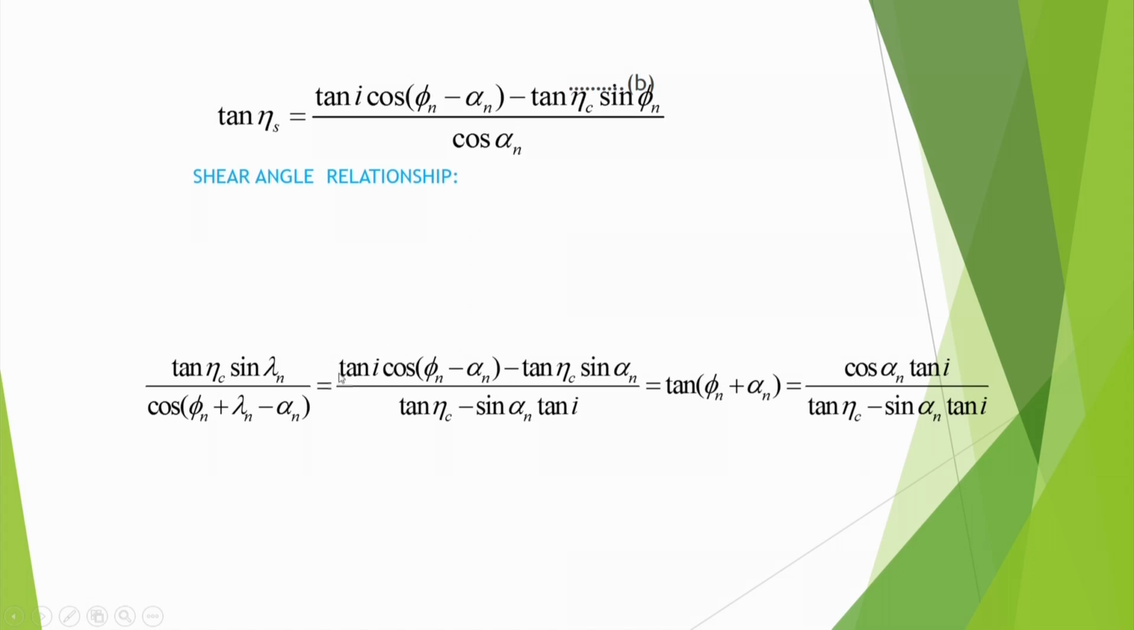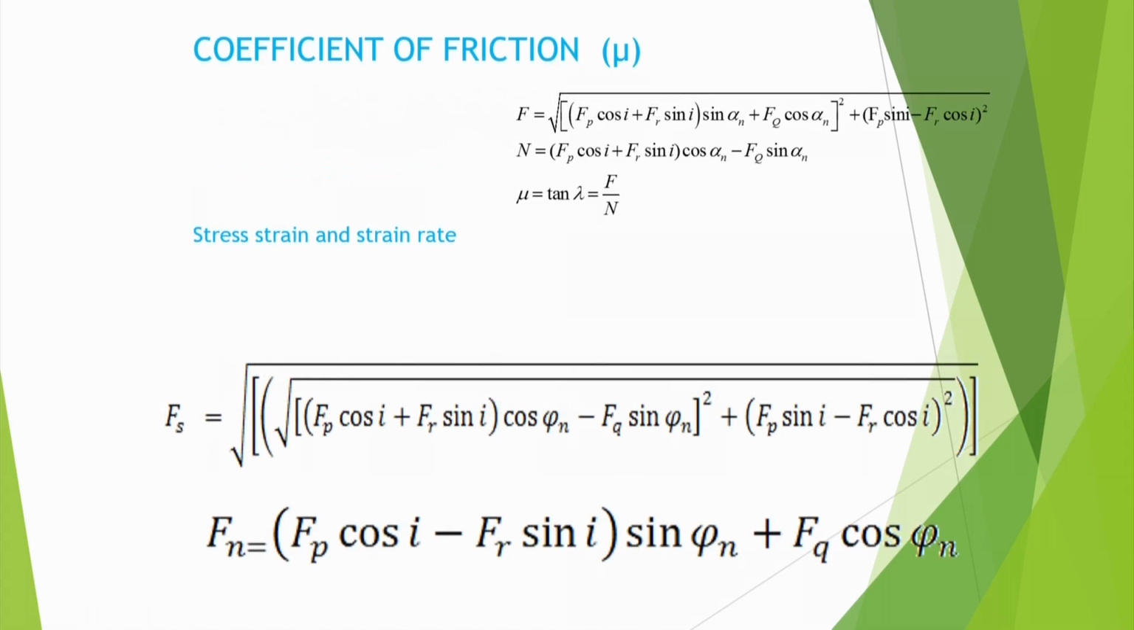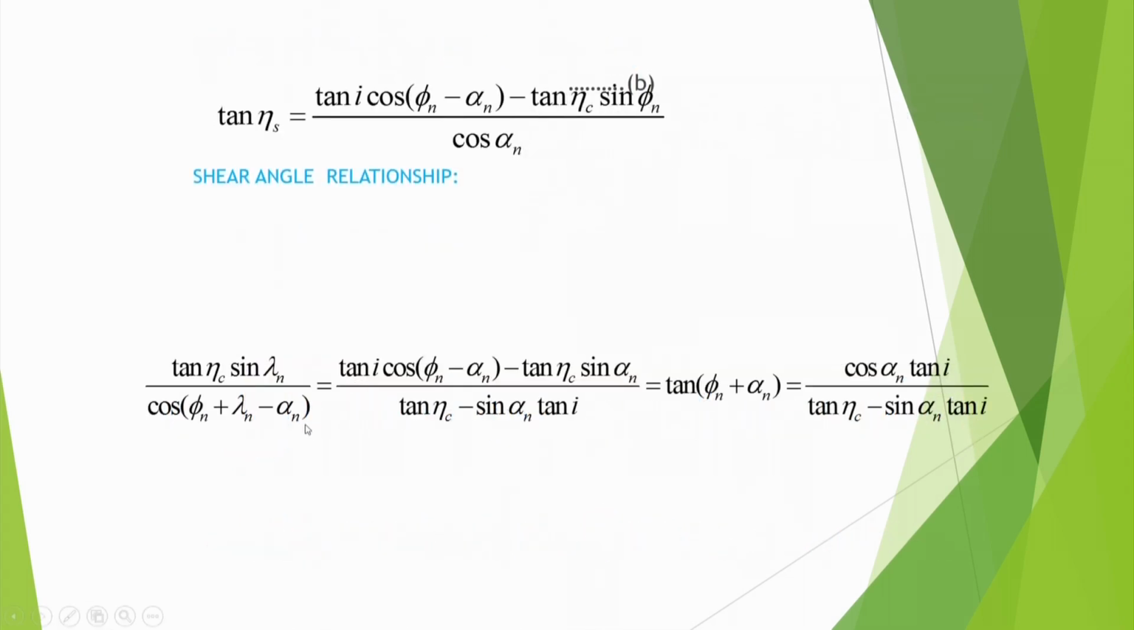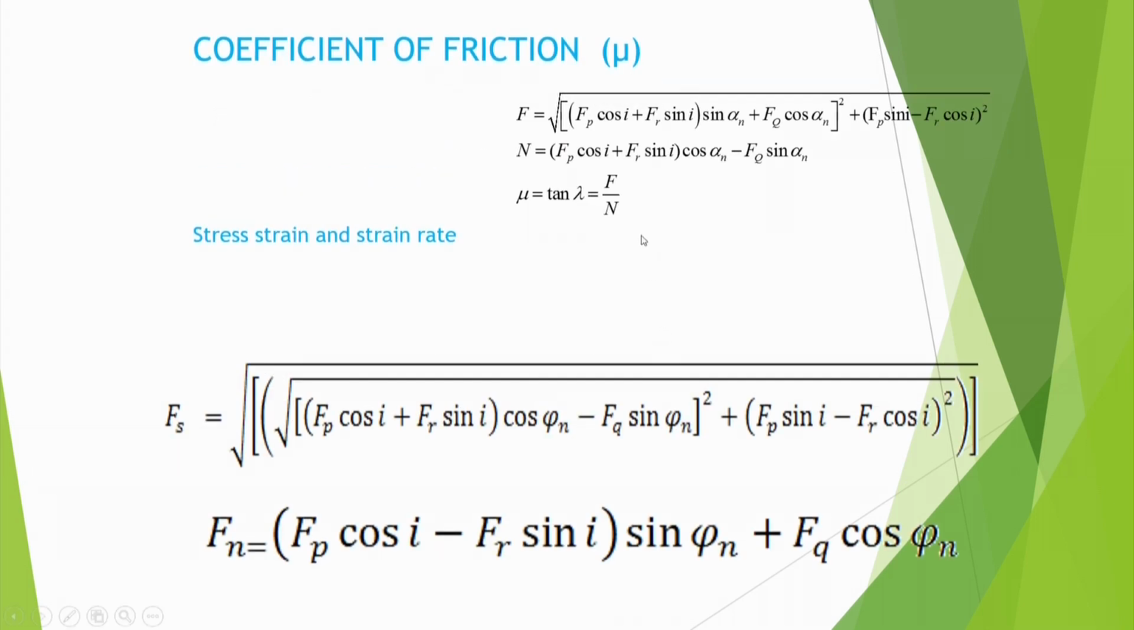And we can have the CL angle relationship from here, and if we put these values in, some relation is there, and then you get from geometry this type of relation. Now for the coefficient of friction mu, first you find F, which is the square root of (Fp cos I plus Fr sin I) sin alpha n, this quantity, and N is equal to this much, then mu becomes equal to tan lambda, that is F by N.